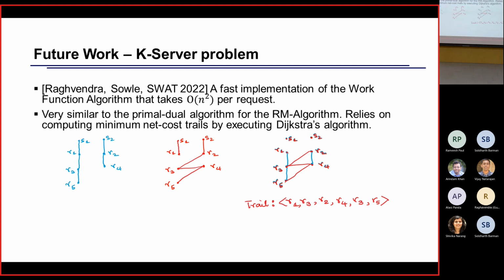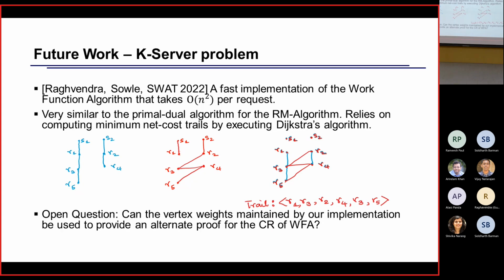Interestingly, the algorithm looks quite similar to the robust matching algorithm's primal-dual method. It maintains some weights on the vertices and adjusts those weights to find these paths. Now, the natural open question is, can we use these vertex weights in some meaningful way to come up with an alternate proof for the competitive ratio of work function? We made some progress on that, although there's no result that I can share with you yet.